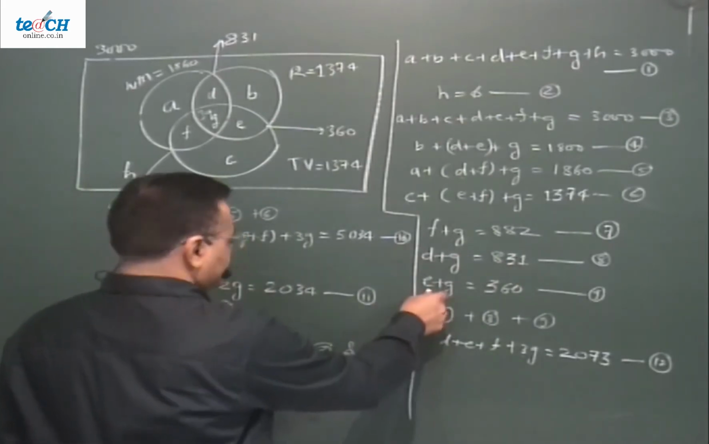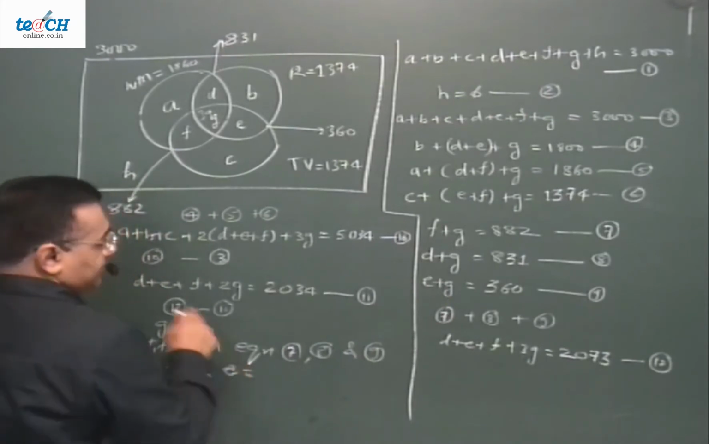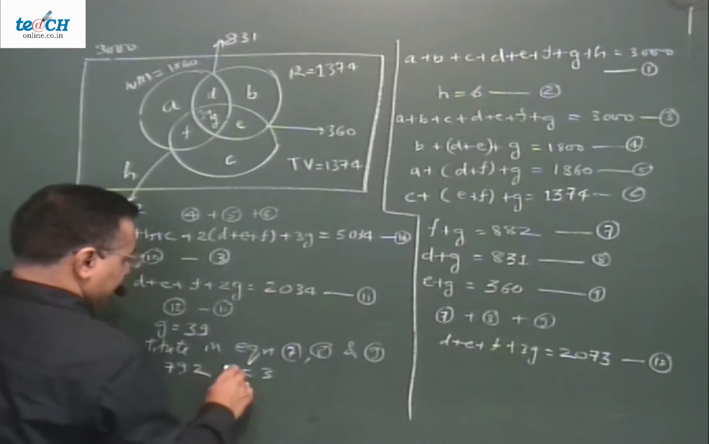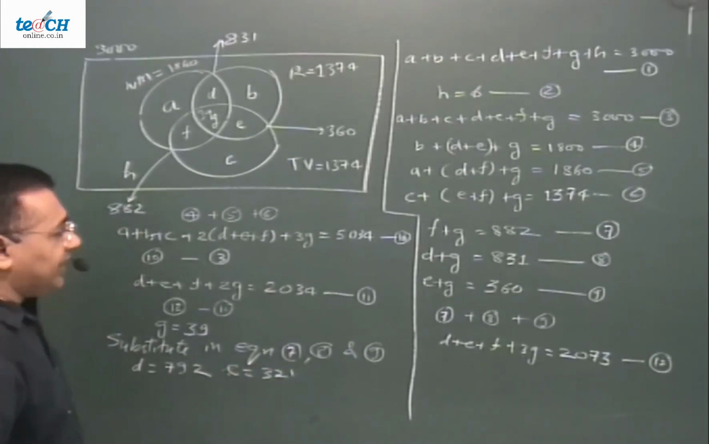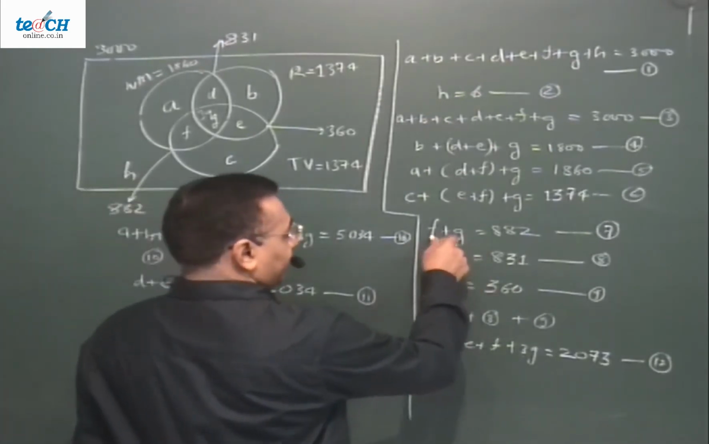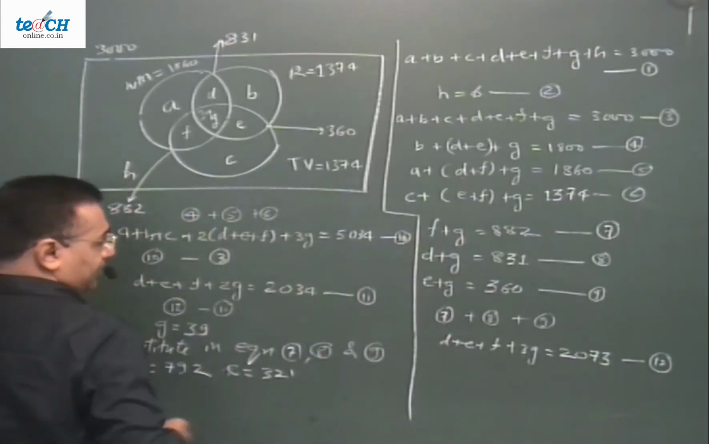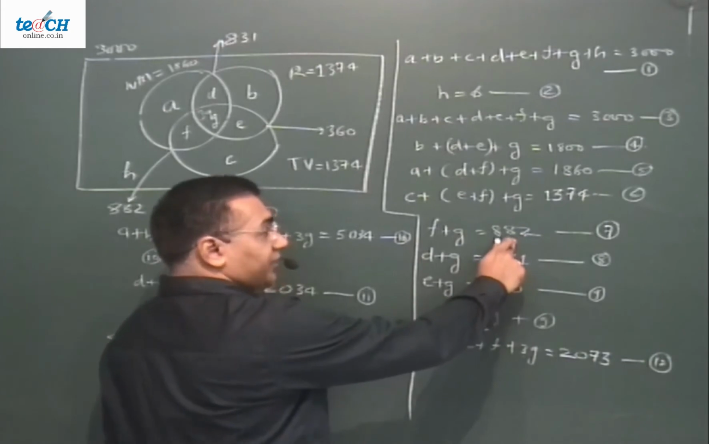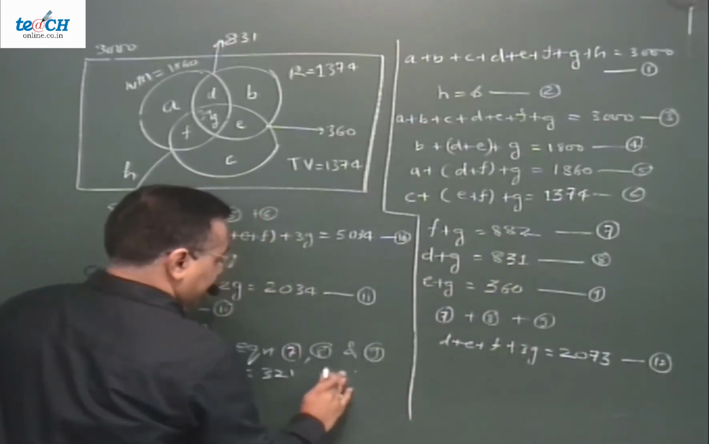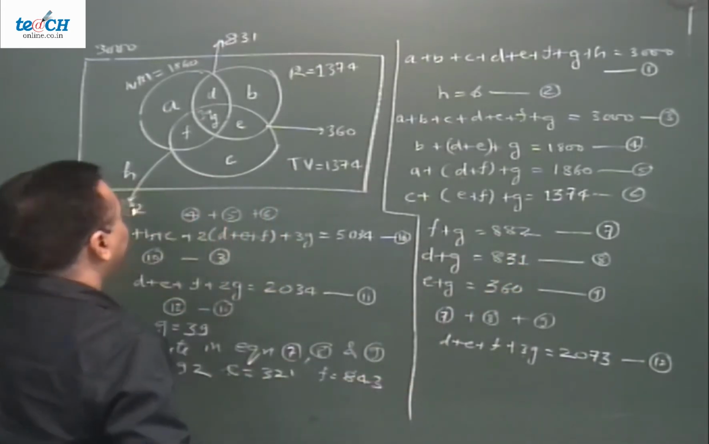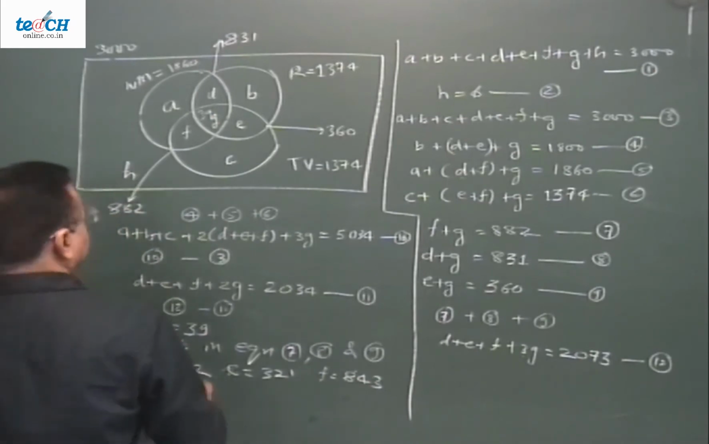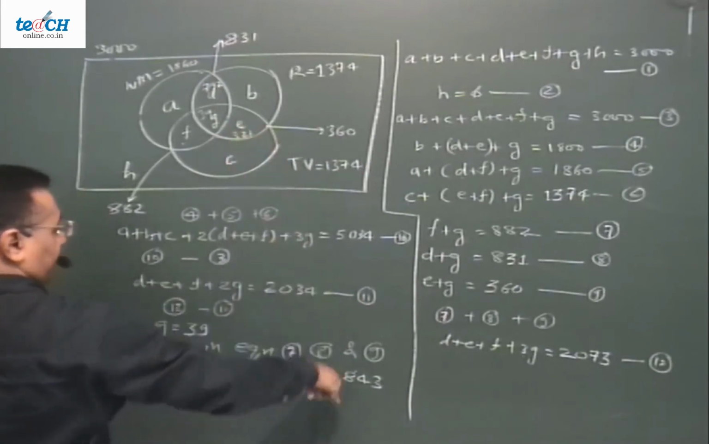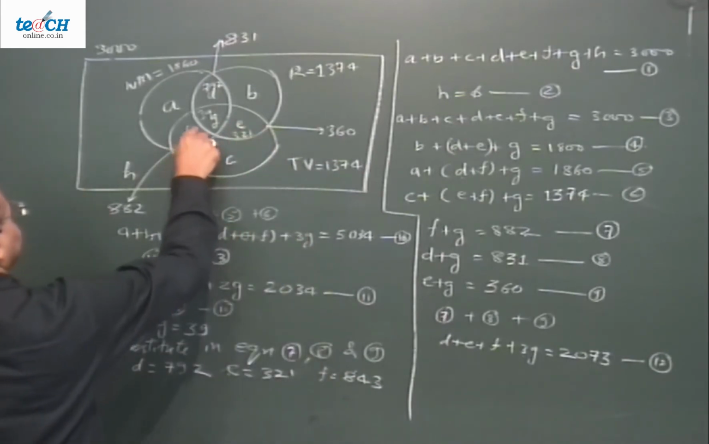Let's substitute G here. E will be 360 minus 39. So 360 minus 40 is 320, and then 1 back, you will get E as 321. Finally, if I substitute G here, I get F is equal to 882 minus 39. So F will be 882 minus, if I subtract 40, it will be 842, 1 back at 843. So if you remember, I get D as 792, E as 321, and F as 843.